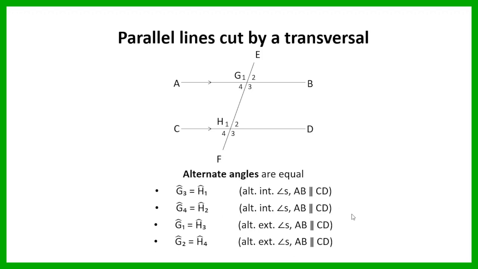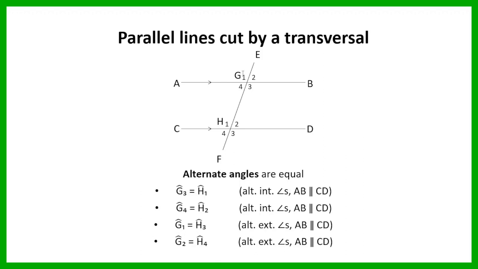And then we've got our alternate angles. Now, alternate angles are the ones that are on the opposite sides or alternating sides of your transversal. So if one is on the left of the transversal, the other one will be on the right of the transversal. Okay, so angle G3 and angle H1, here is angle G3 and angle H1. These two are both inside or between the parallel lines. So these are alternate interior angles, interior meaning inside. G4 and H2 are also both between the parallel lines. G4 is here, H2 is there. They're on opposite sides of the transversal, and they're both between the parallel lines, so they are alternate interior angles.